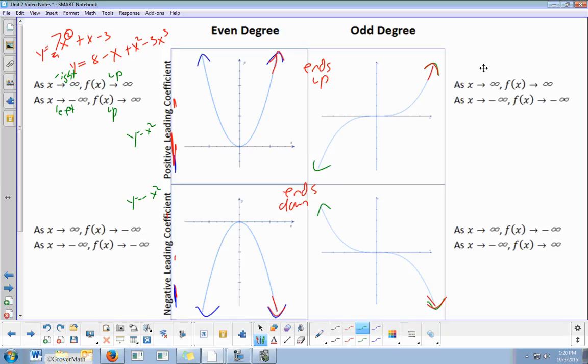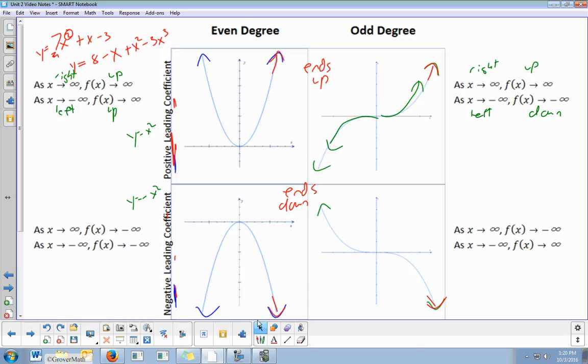How about this one? As x goes to infinity, so as we go right, f of x goes to infinity, up. As x goes to negative infinity, left, f of x goes to negative infinity, down. As we go right, we go up. As we go left, we go down. And then when you have a negative lead coefficient, that stuff kind of changes. So as we go right, we go down. As we go left, we go up. So they're all a little bit different.